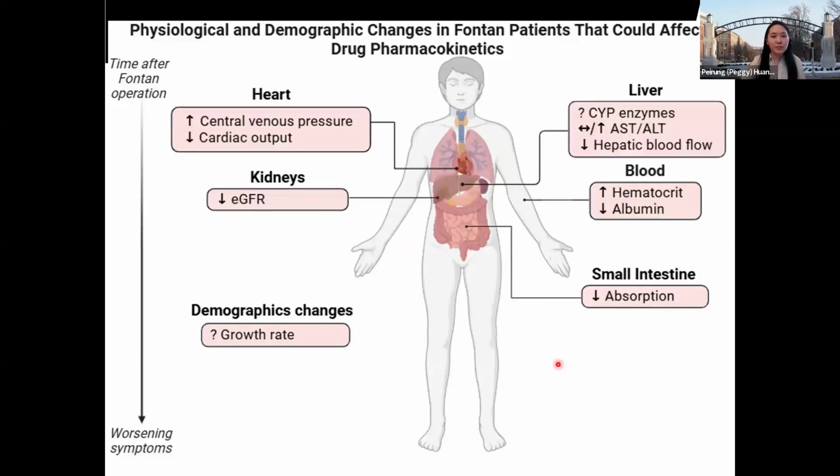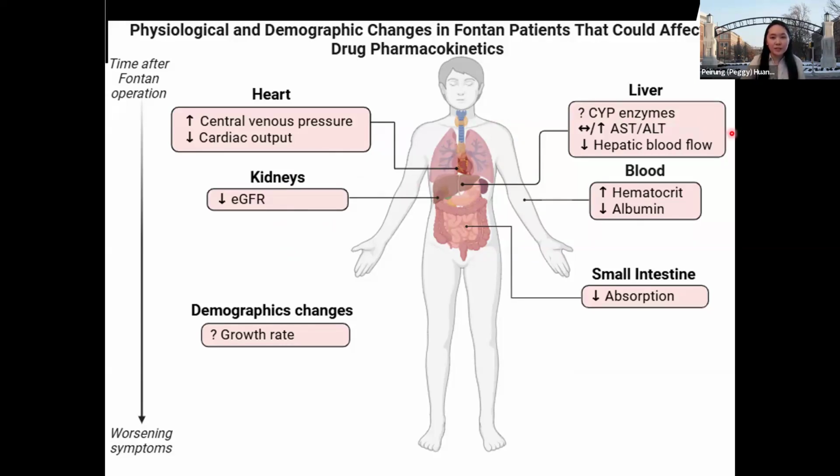And there are some physiological and demographic changes that are expected in this population that could impact drug pharmacokinetics. In the heart, as we mentioned, it will lead to increased central venous pressure and also cause reduced cardiac output. These patients often develop renal dysfunction over time. And in the liver, it is unknown whether the expression and activity of the CYP enzymes are different in this population. And if they are different, what is the extent of the changes?